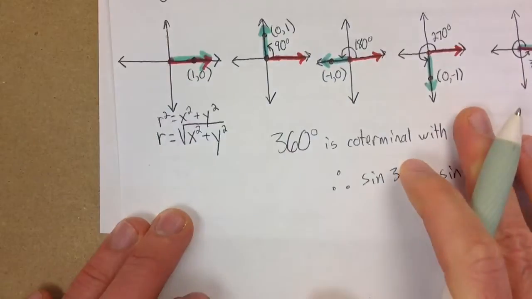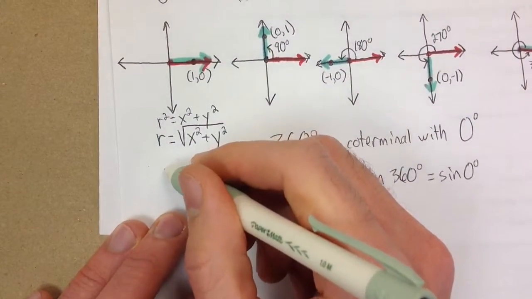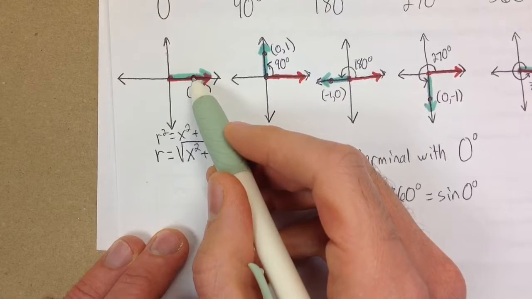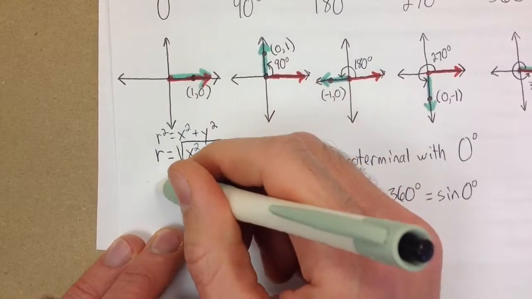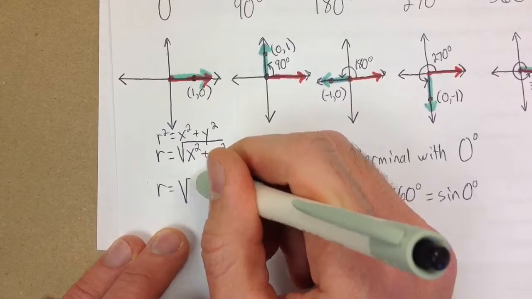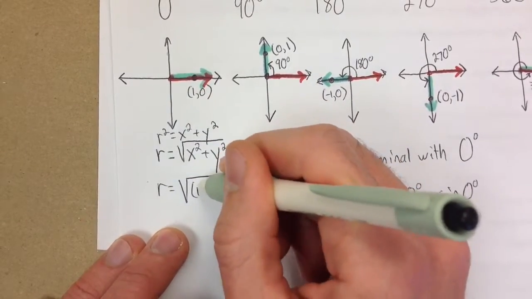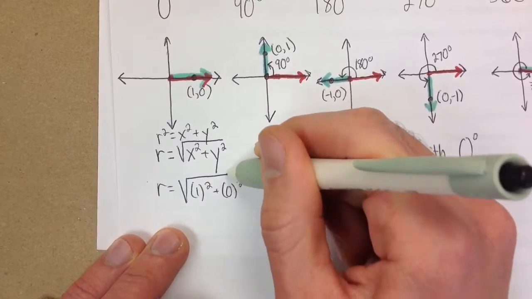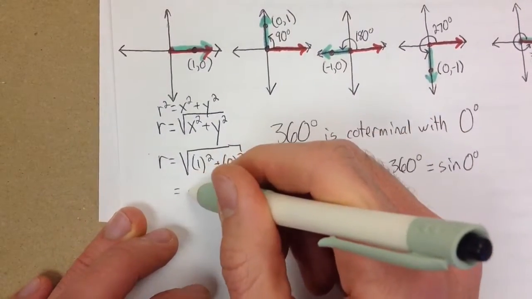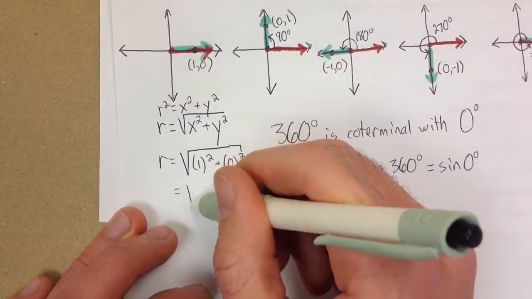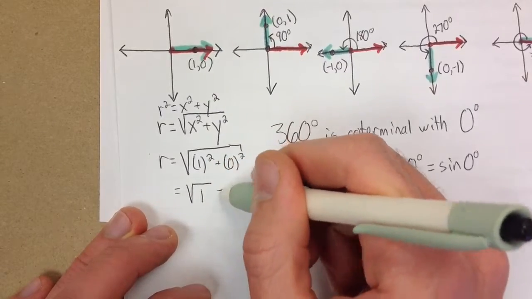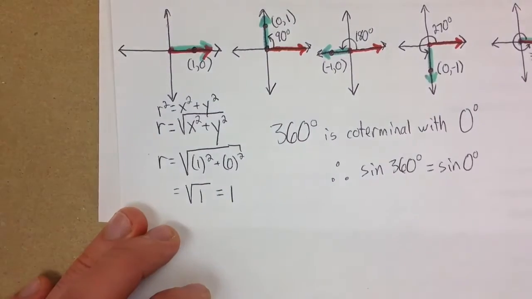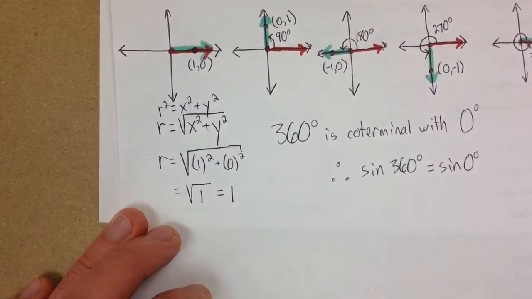R is also the distance from the origin to the point. That might help you as well. So our x here is 1, and our y is 0. Hopefully you can see how this just reduces to the square root of 1, which is 1. Okay, so now we have a value for r.